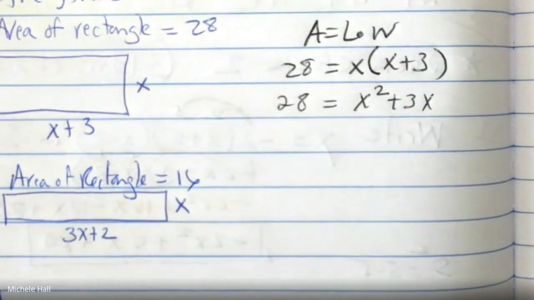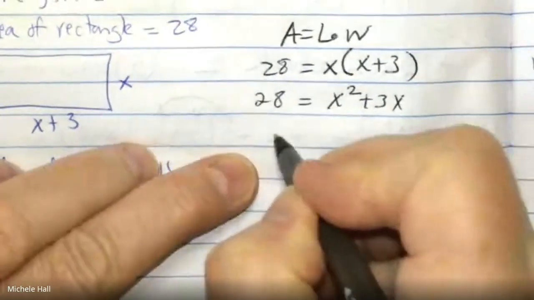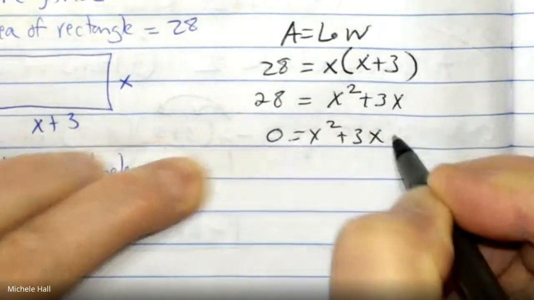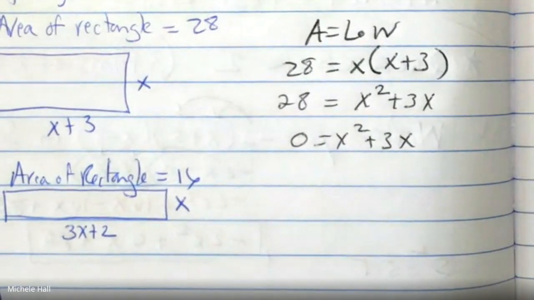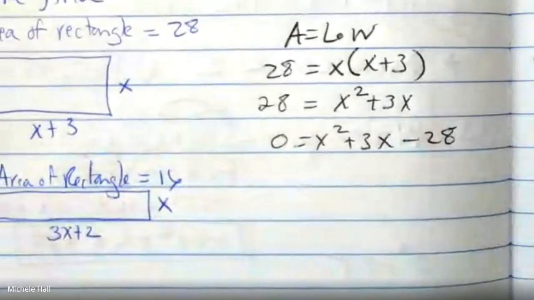And then you always want everything on the same side. So I'm going to shift the 28 to the right. If it's positive 28 on the left, what will it be on the right? Negative 28, because I'm subtracting 28 from both sides.